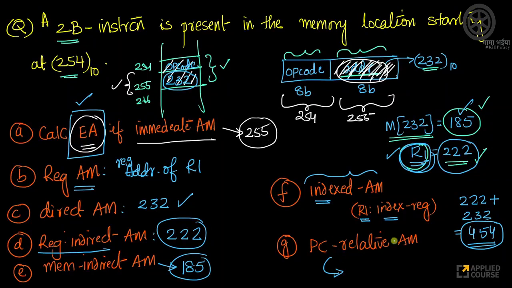If I'm using PC relative addressing mode, then what happens? While this instruction is stored in these 2 bytes, where will my program counter point to? My program counter will point to this. So my program counter will have a value of 266.